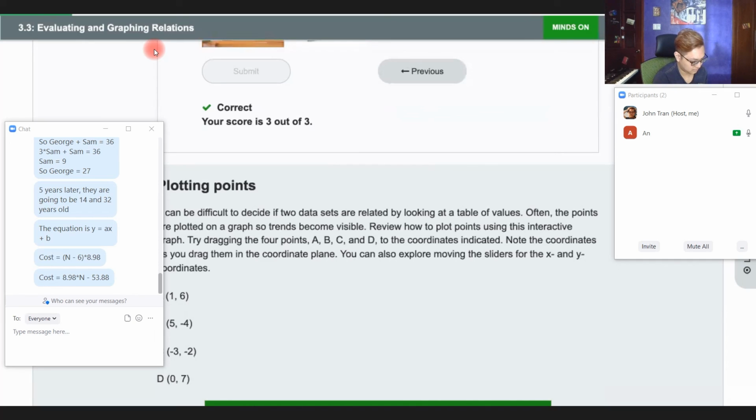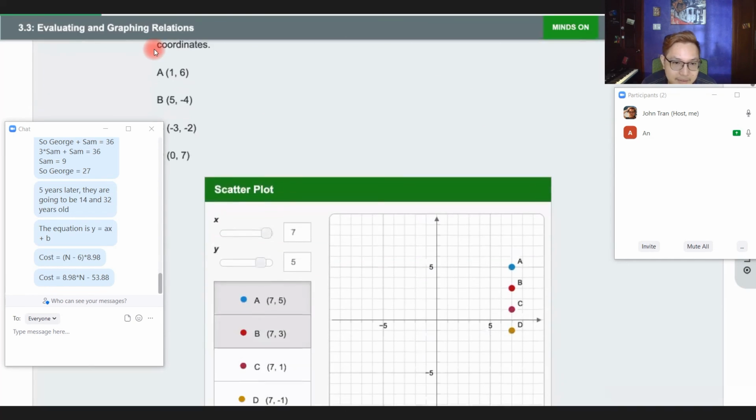Plotting points. It can be difficult to decide if two data sets are related by looking at a table of values. Often the points are plotted on a graph so trends become visible. Review how to plot points using this interactive graph. Try dragging the four points A, B, C, and D to the coordinates indicated. Note the coordinates as you drag them. You can also explore the coordinate plane by moving the slider for the X and Y coordinate. Wow, you have something called a scatter plot now.